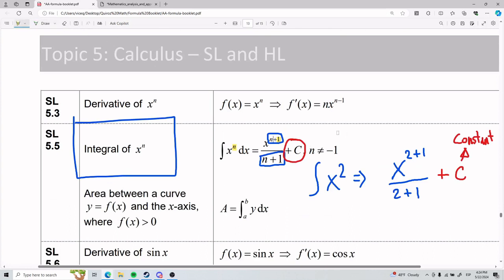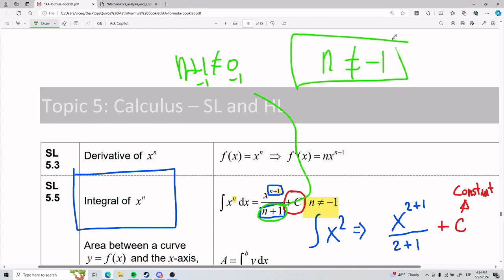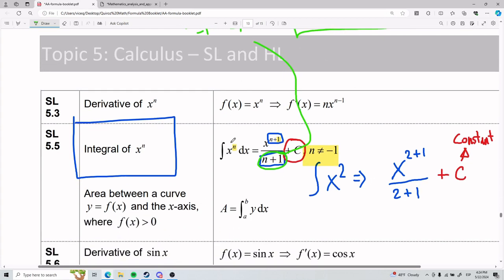And last but not least, n cannot equal -1 because on the denominator you can't have it equal to 0. So whatever's on the bottom can't equal 0. So from here, n plus 1 cannot equal 0. It's the same as saying, by getting n alone, that n cannot equal -1. So, nothing too new there. You can't divide by 0. Anyways, that's just so that we understand how the integral actually works. But you can just follow this formula step by step and it'll work out.